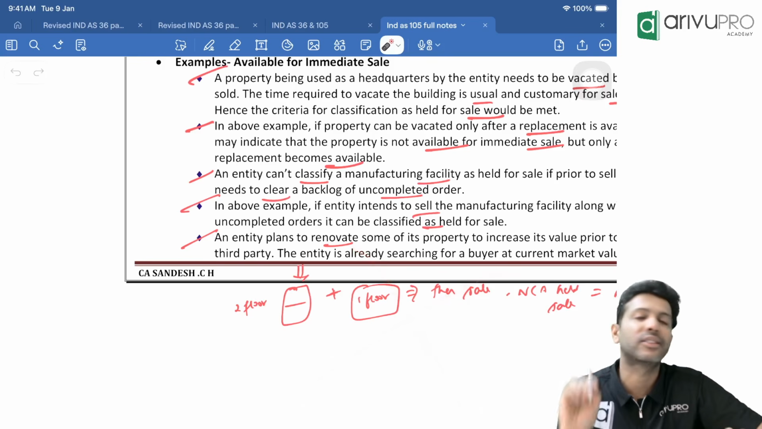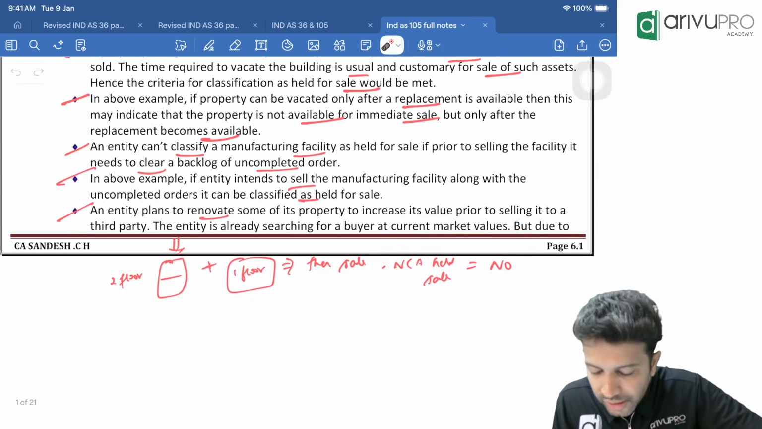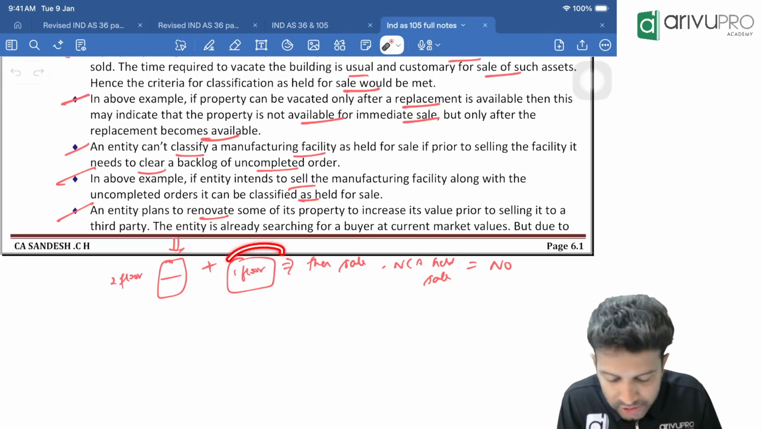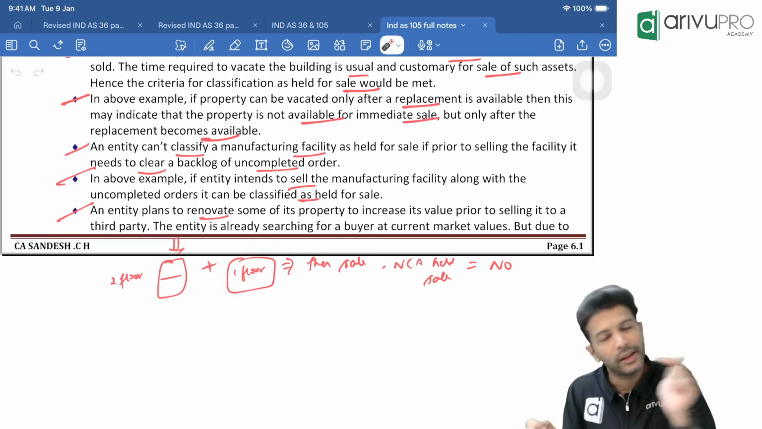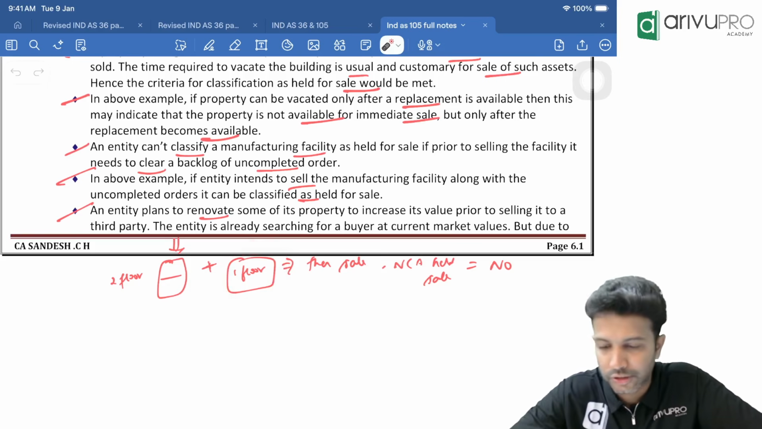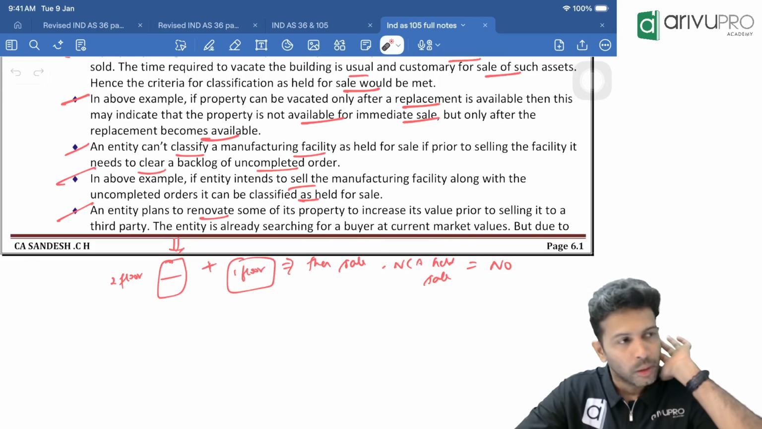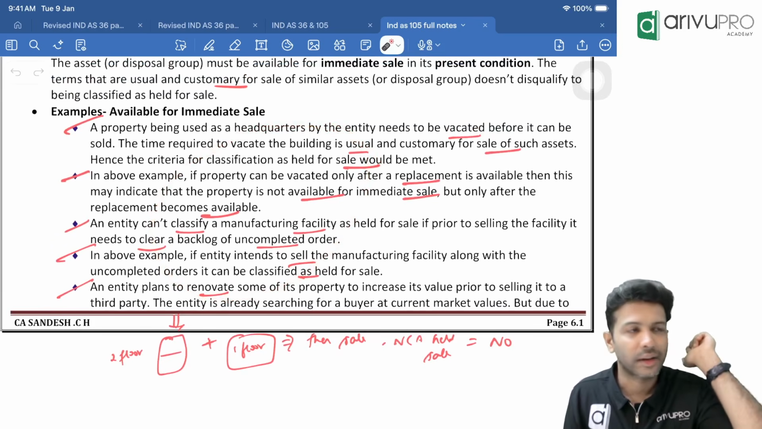Currently, it is not sellable in present condition. That is what it is trying to say. So today you cannot classify this asset as non-current assets held for sale. After this one floor is constructed, if other conditions are also satisfied, then you can classify it as held for sale. Comfortable, people? Okay.